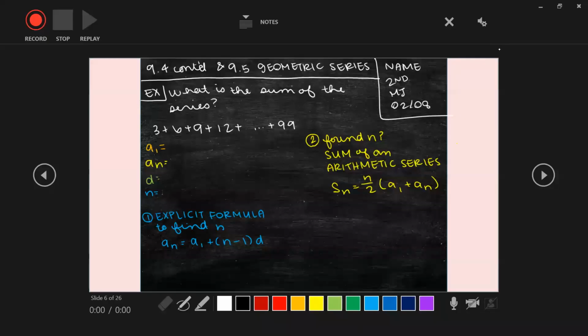What is a sub n if a sub 1 is 3? 99. What is d? 3, because you're adding 3 each time. Do we know what n is? No. Let's try and find n.